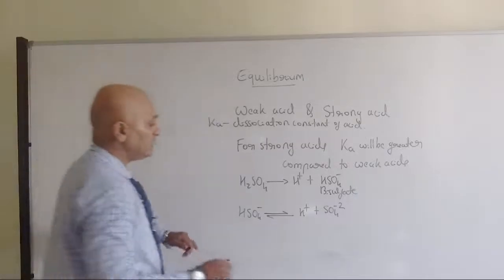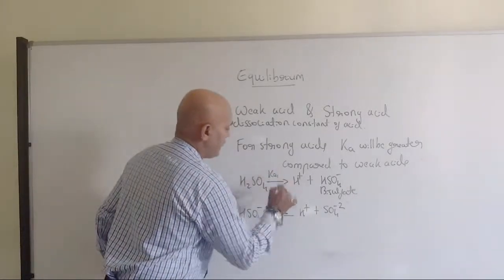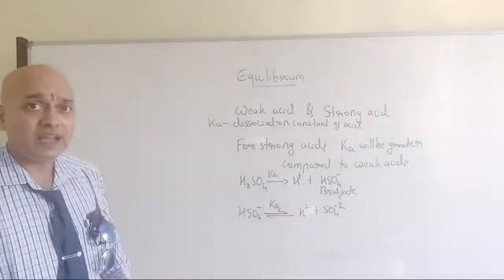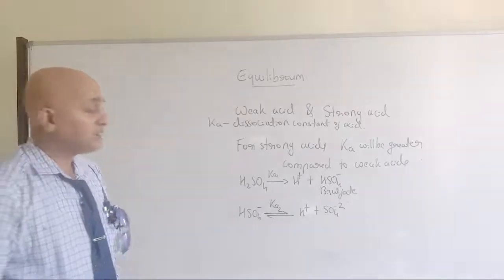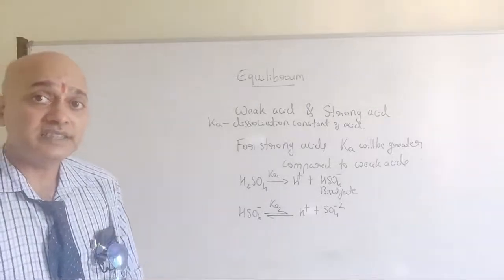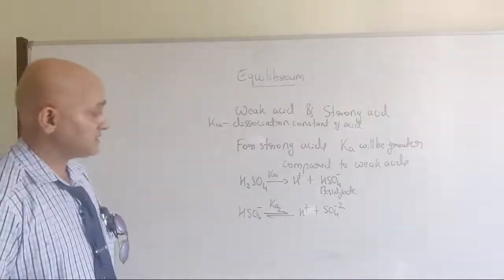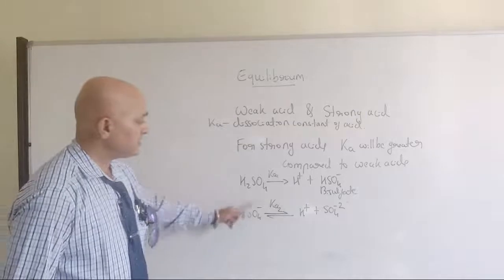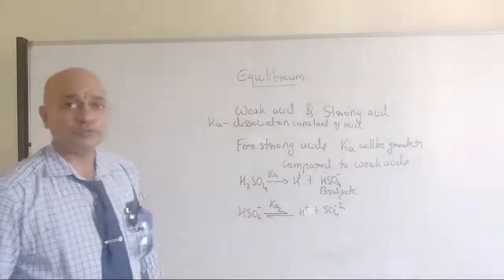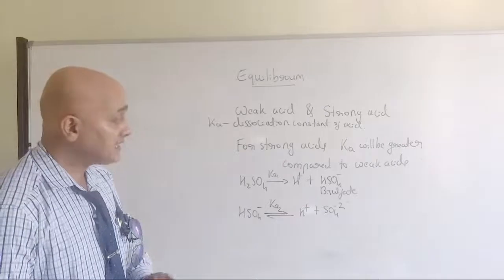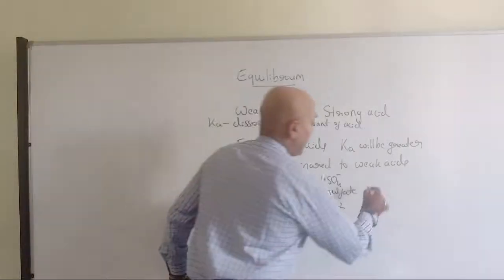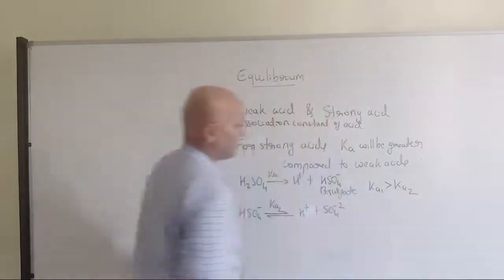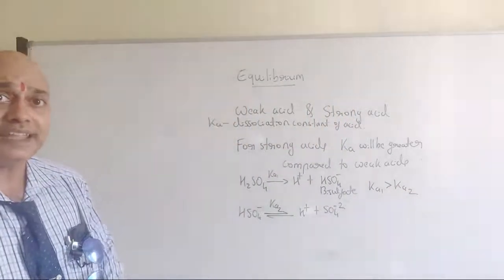That means there can be two values, Ka1 and Ka2. Some of the acids, since they can release more than one H plus, will have more than one Ka value. So in case of sulfuric acid, we have Ka1, Ka2. Now I will give a statement: Ka1 will always be greater than Ka2.